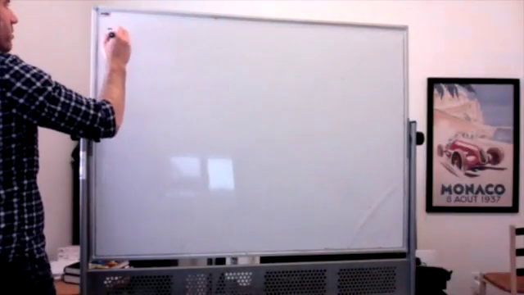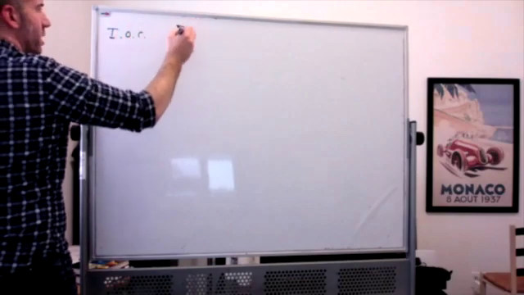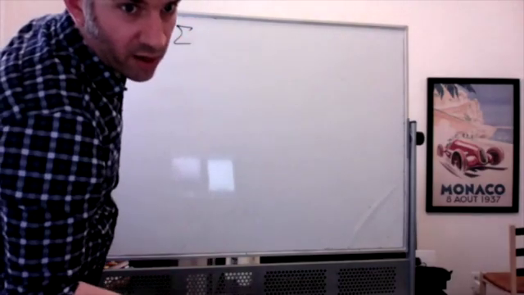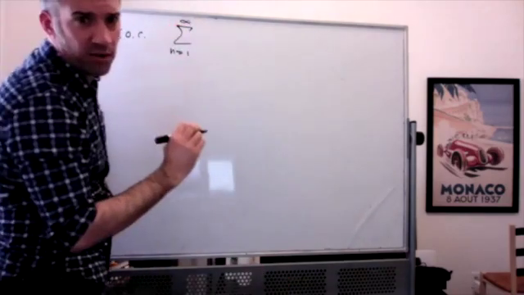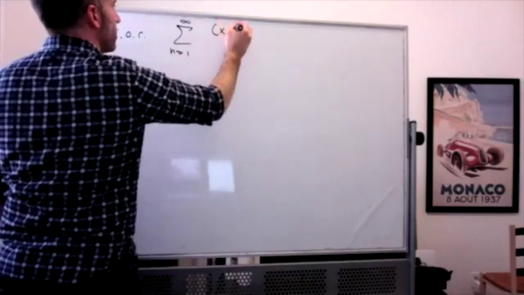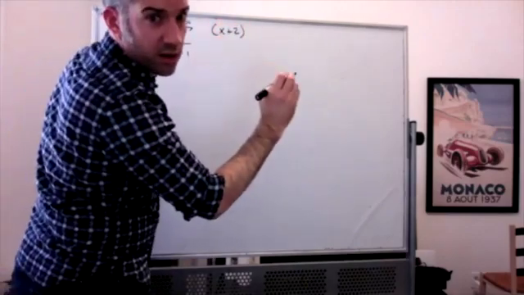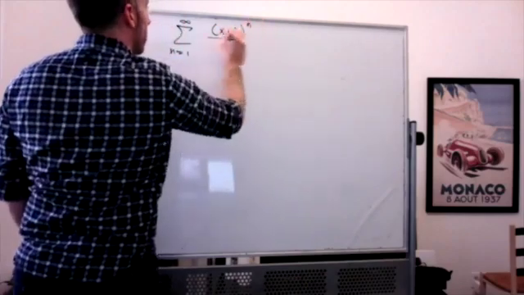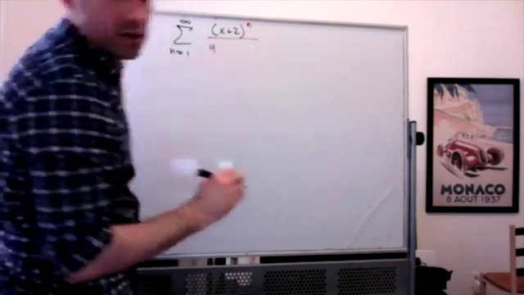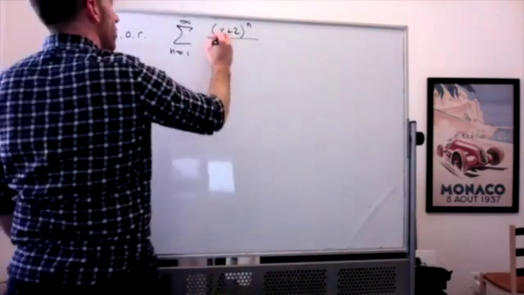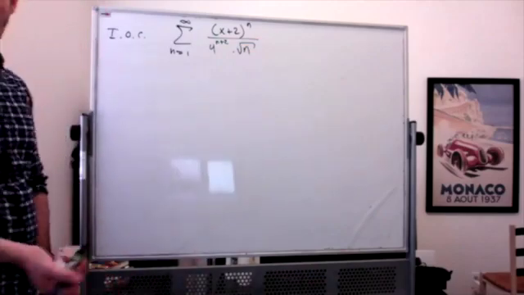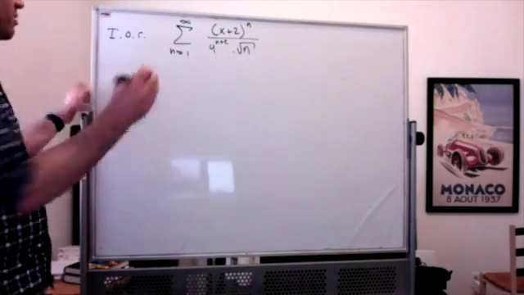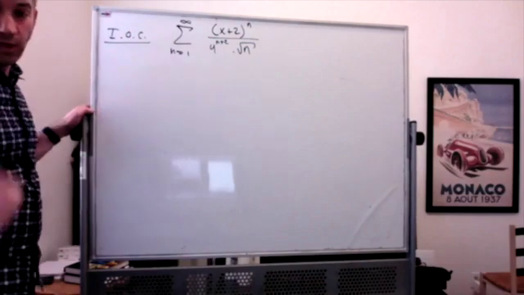I want to know what's the interval of convergence for the sum from n equals 1 to infinity. I'm going to change this around a little bit: (x plus 2) to the nth power over 4 to the n plus 2 times the square root of n. Again, if we're talking about interval of convergence, we're talking about the ratio test.